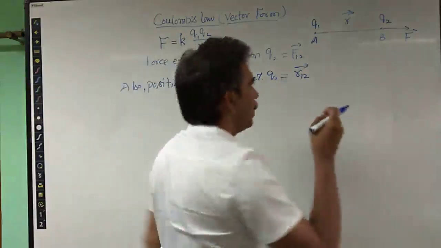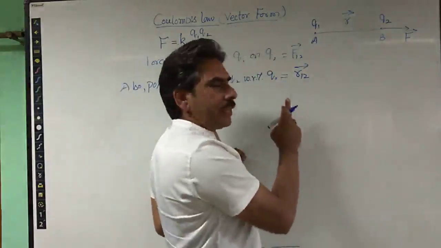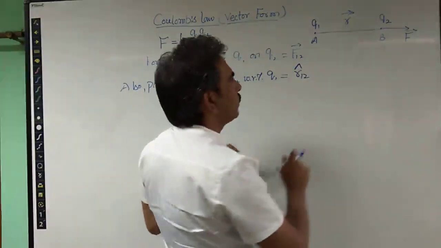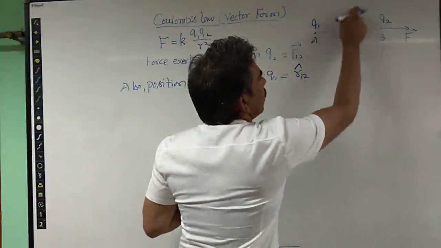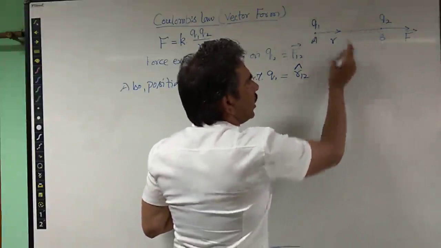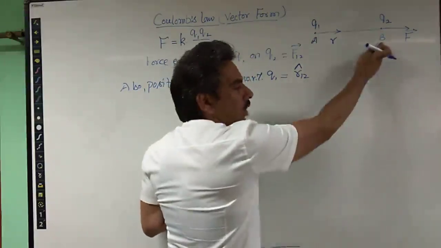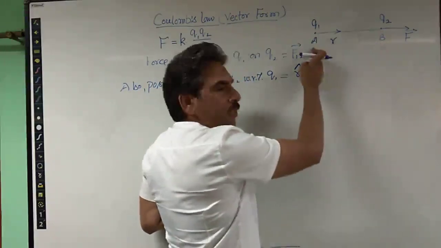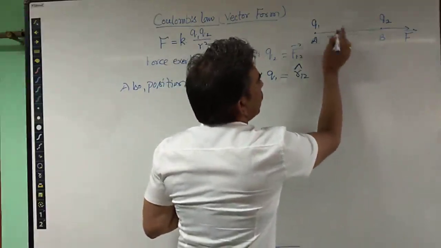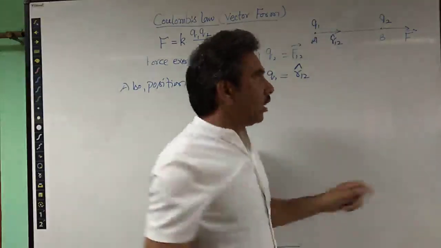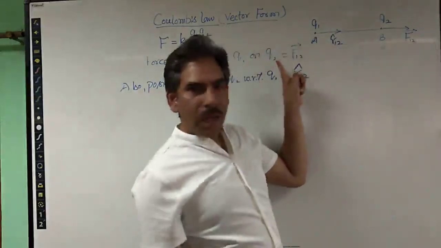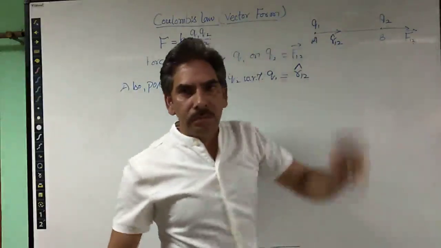The more important thing here is to consider the unit vector. The unit vector we represent as r12 cap. So this is the unit vector of the position of charge q2 with respect to charge q1. So it is r12 cap, a unit vector. And this is the force, I am writing it as F12.